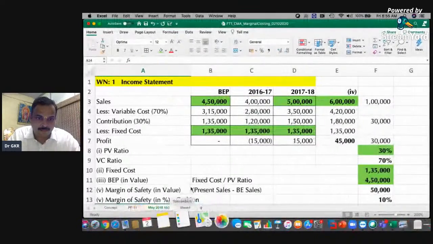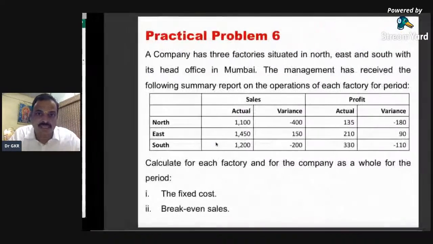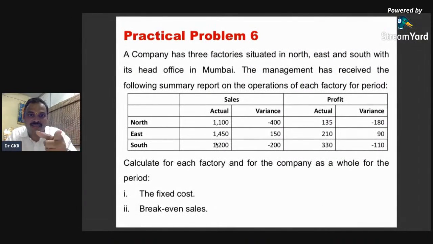Practical problem number 6. Yesterday we did variance, and using variance, there is a question that has been asked. The company has 3 factories situated in north, east, south, with its head office in Mumbai. The management has received the following summary report on the operations of each factory for a period. Calculate for each factory as well as for the company as a whole: the fixed cost for each factory, break-even sales for each factory, fixed cost for the company, break-even sales for the company. Please look at this word sales. They have not said break-even point.